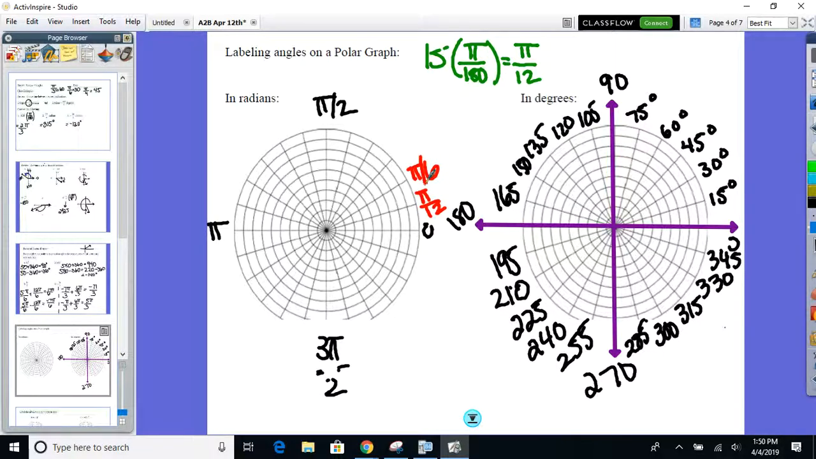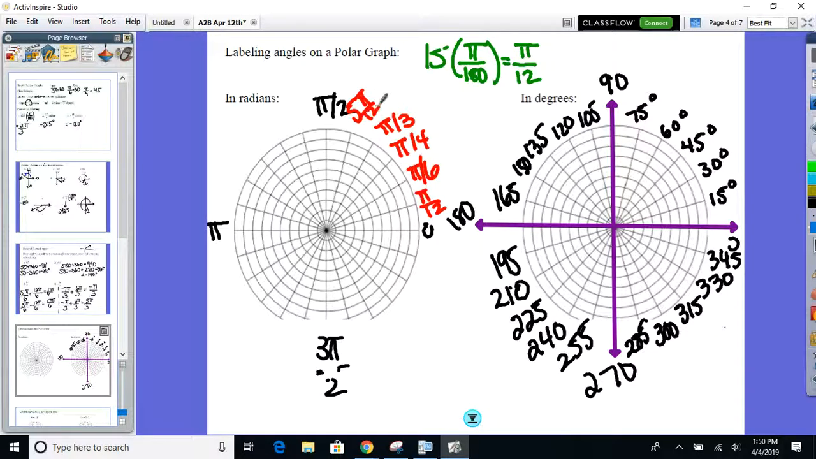So I got 1, 2, 3 pi over 12. 3 pi over 12, pi over 4. 1, 2, 3, 4 pi over 12. Pi over 3. 1, 2, 3, 4, 5 pi over 12. That doesn't reduce, right? So it's just 5 pi over 12.